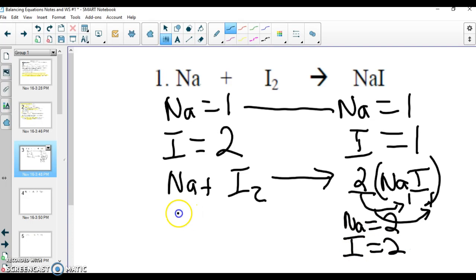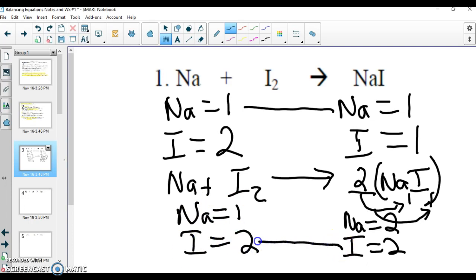On this side, you have sodium is equal to 1 still, and you have iodine equal to 2. So now we have fixed the iodine problem. We have not fixed the sodium problem. So if we look over on the left-hand side, I need to get sodium to be 2.